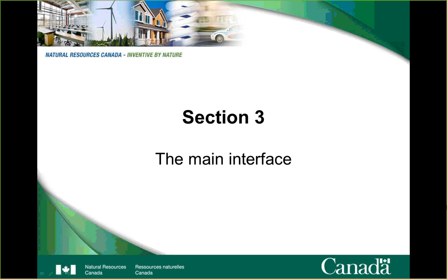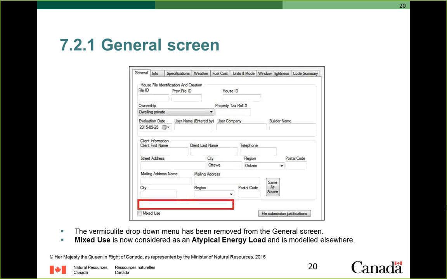Section 3 discusses the main interface. For the most part, the general screen is the same. A significant change is that the vermiculite drop-down menu has been relocated. Also, the mixed-use checkbox on this screen is not to be used. New procedures for these will be discussed later.